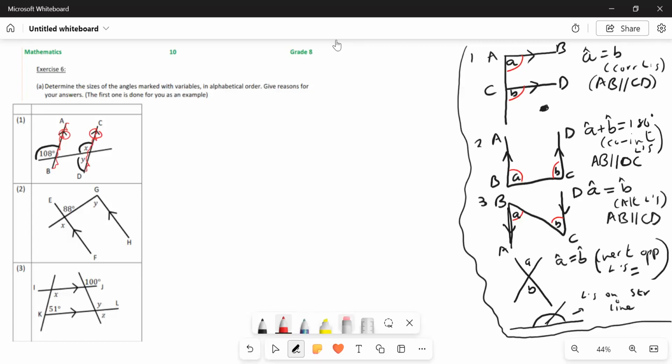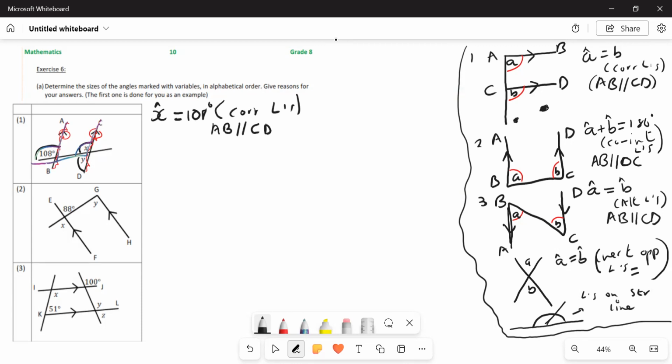What kind of alphabet are we having there? Here's the alphabet that we are having: our F shape, right? So when we see the F shape, we go back to that. We said A is equal to B. We can conclude that X is equal to 108 as well. And the reason: corresponding angles, because AB is parallel to CD. We're done with finding X.